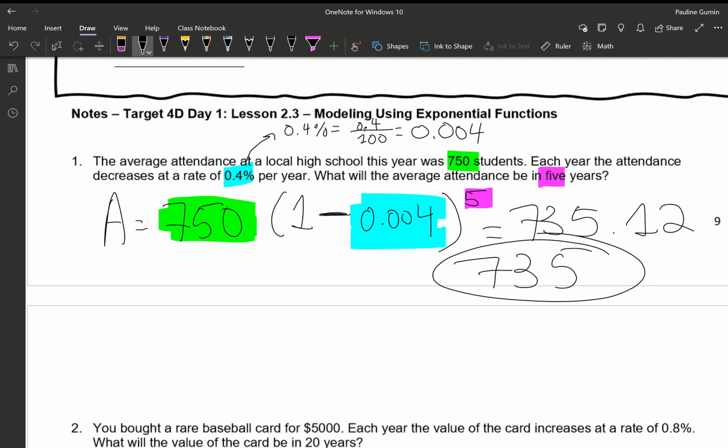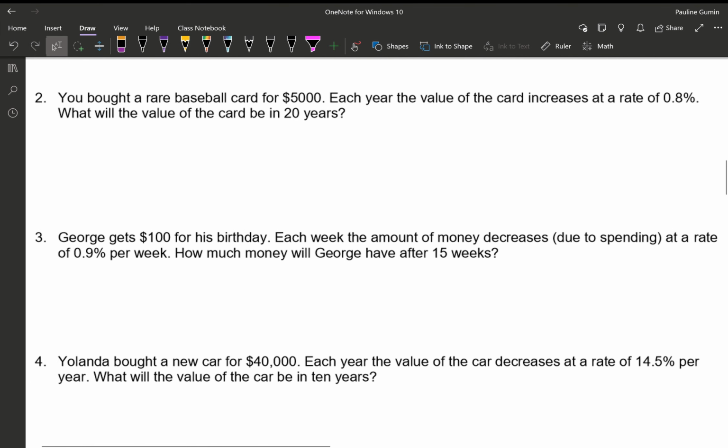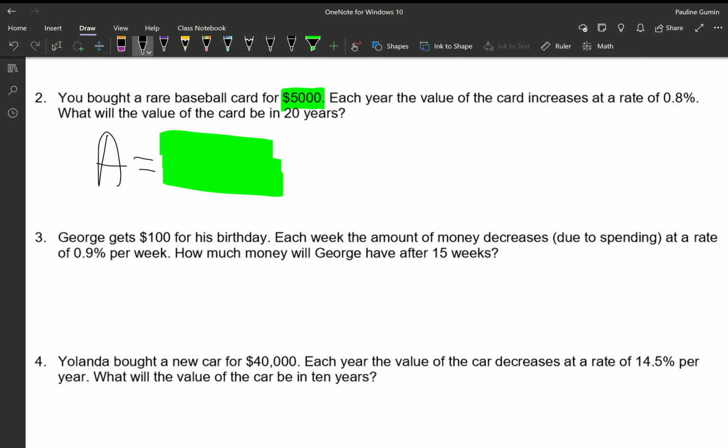Number 2. You bought a rare baseball card for $5,000. Each year, the value of the card increases at a rate of 0.8%. What will the value be in 20 years? Well, first we start off with $5,000. Because the card is increasing in value, my parentheses are going to get a 1 plus.